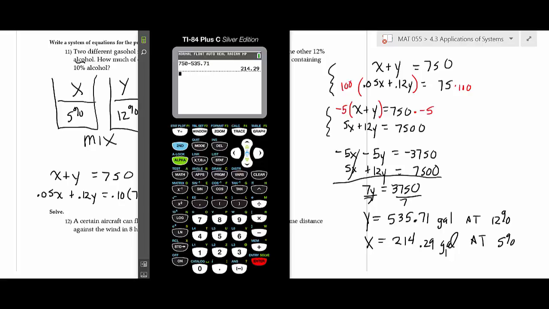Okay, I see one little mistake there. -5 plus 12 is 7y. Right, okay. And then do that again. Use your calculator if you have to. 7,500 minus 3,750. Then you're going to be able to get it okay. Careful there.